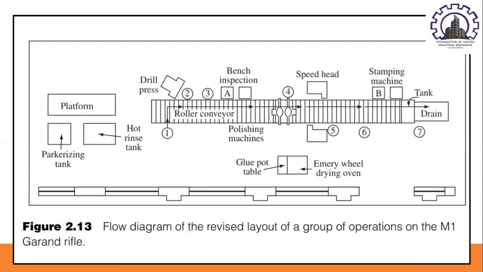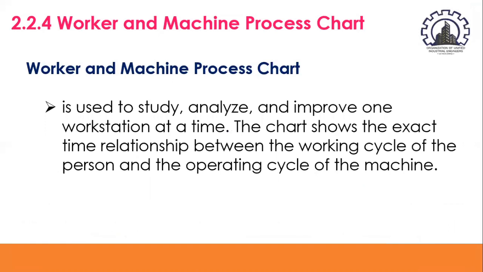And the next tool that we can apply or employ in our study would be the worker and machine process chart. Now, the worker and machine process chart is used to study, analyze, and improve one workstation at a time. The chart shows the exact time relationship between the working cycle of the person and the operating cycle of the machine.